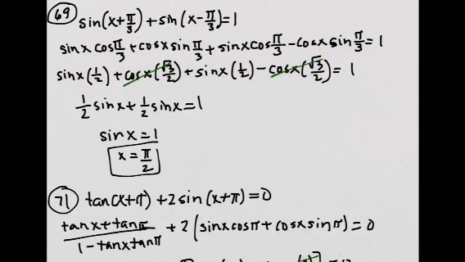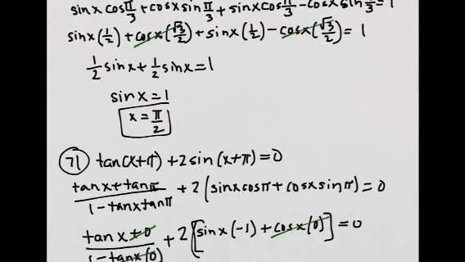And so what you notice is that this term and this term are opposite of each other, so they cancel out. And then this becomes 1/2 sine x. This is the same, 1/2 sine x. Well, 1/2 and 1/2 is 1. So that's how you have 1 sine x equals 1. And so that only happens when x is pi over 2.